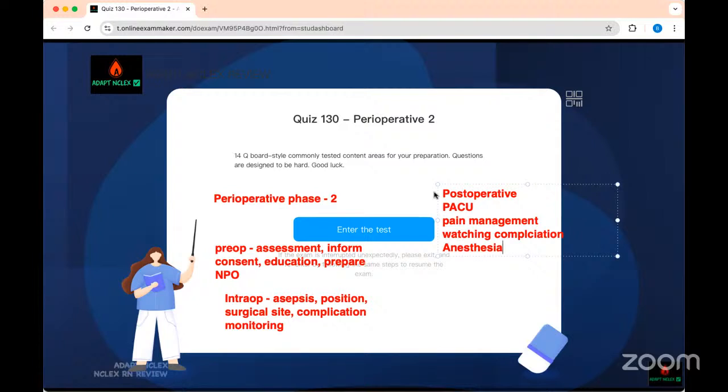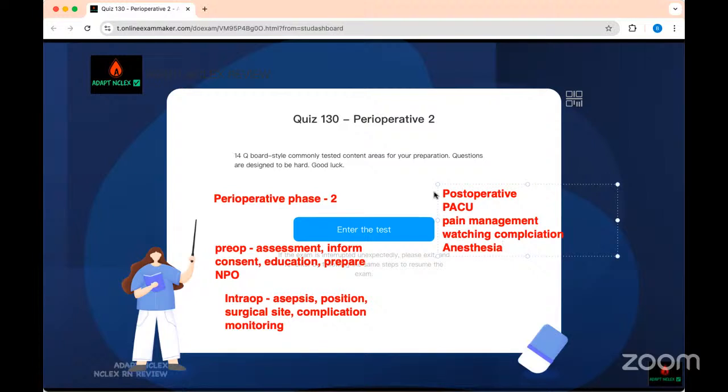Say, hey, this is a patient in post-op. I've got to check for anesthesia complication, watch for complication, manage the patient's pain, and make sure everything is okay before they go to the ward. That's why we call it perioperative, around the operative situation.